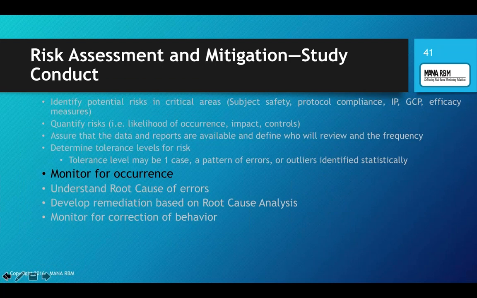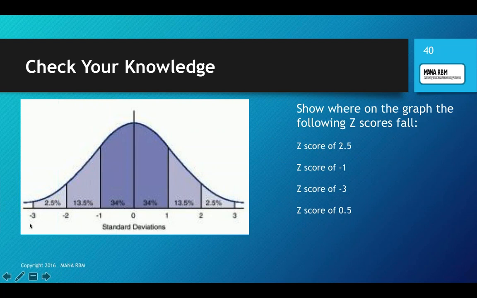Excuse me, my computer just jumped. Sometimes a score of a -3 is important. Sometimes a score of a +3 is important, or sometimes it's the ones on either side.